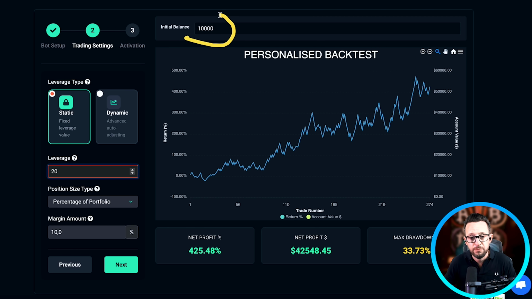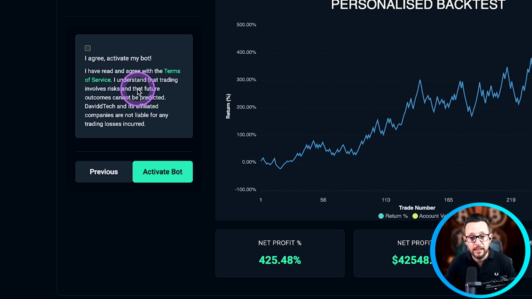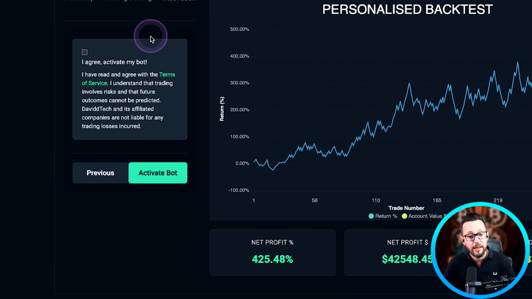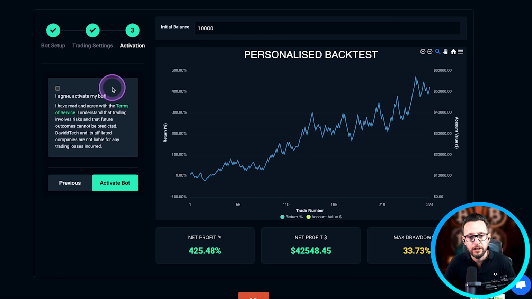You can fill out how much initial balance you want to use. Click next and then press activate, and that will activate a bot on your exchange using this exact strategy without having to sit in front of a screen all day.